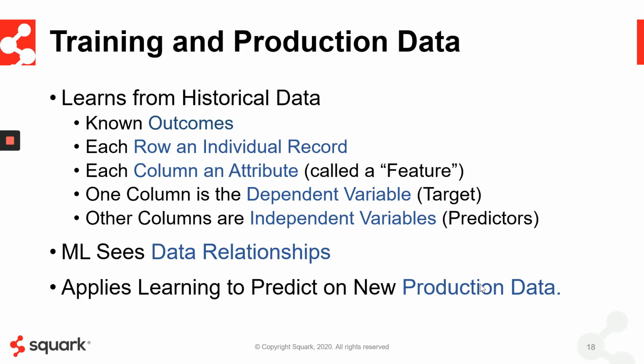So Squark's machine learning sees the data relationships in this training data and iterates a series of models using data science best practices from class balancing to feature engineering and selection to validation and cross-validation to early stopping and back propagation. We enable our system to see the relationships in your data. And then we apply what we've learned, that best model from your historic training data, to your production data. And we'll talk about production data and training data over the next few slides and give some examples.